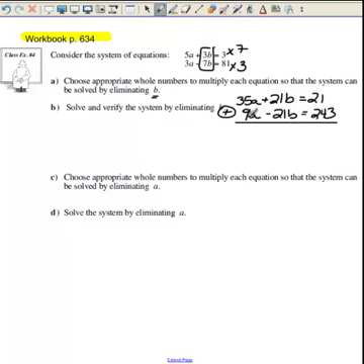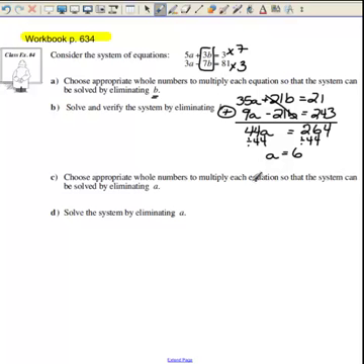So 35a plus 9a, I've got 44a. My b terms have canceled each other out now, so they're not there at all. And then 21 plus 243, so that's 264. Divide both sides by 44, so a equals 6.